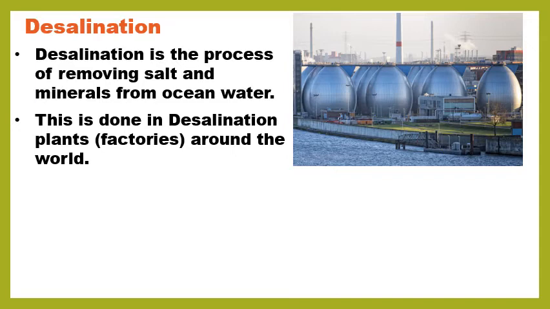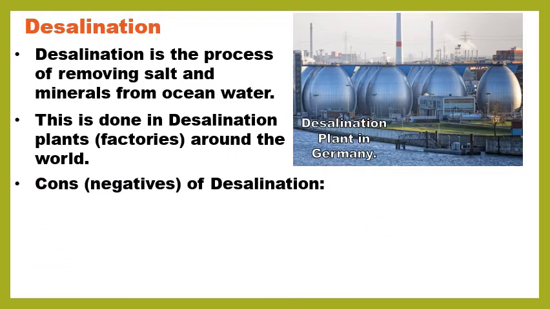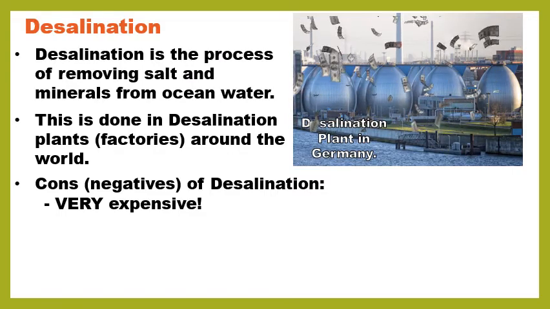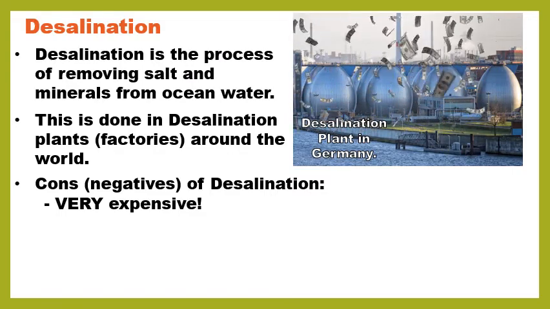So this picture that we see on the right is a desalination plant in Germany. So you can see it's right on the ocean water. And they're trying to remove salt and minerals from ocean water. Now, there's going to be some cons or negatives or problems of desalination because if it was great and it had no problems and no cons, we'd all be using it, and we're really not at this point in time. So some cons and negatives of desalination are it is very, very, very expensive, okay? So some countries, some poorer countries can't afford to do this.